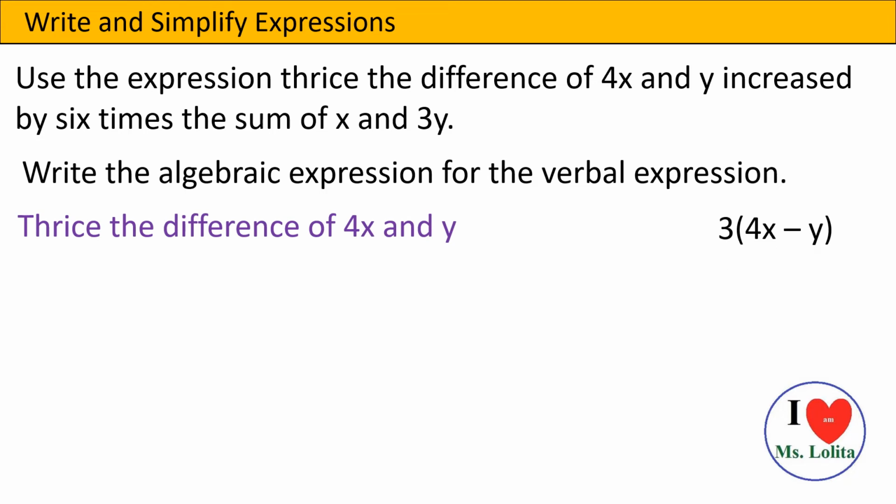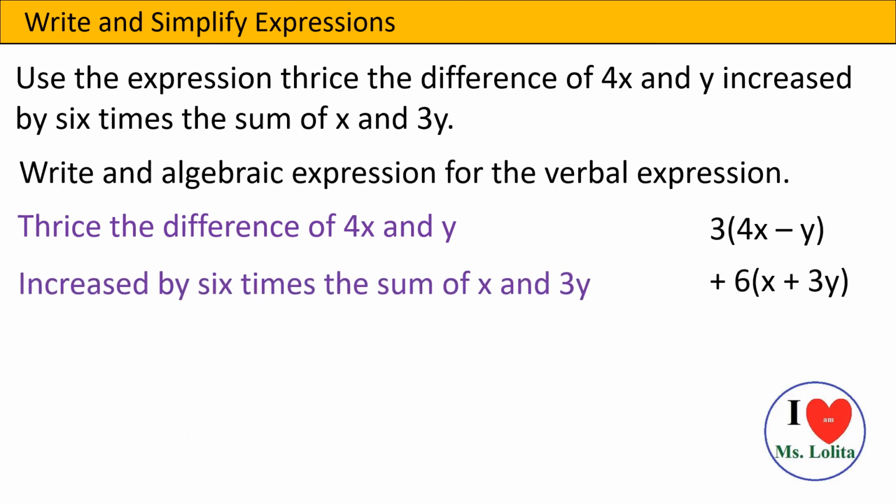Let us work on the first verbal expression, which is thrice the difference of 4x and y. Thrice means 3 and difference implies subtraction. So, thrice the difference of 4x and y is equal to 3 multiplied with the open parenthesis 4x minus y, close parenthesis.